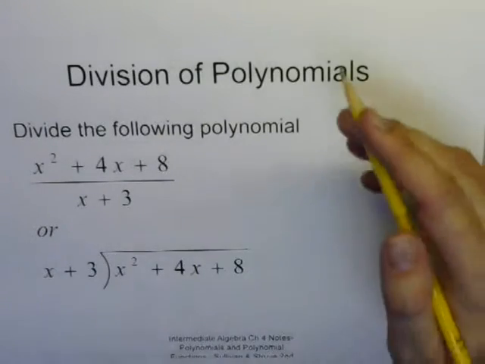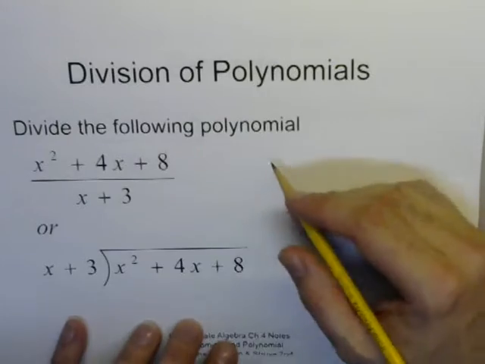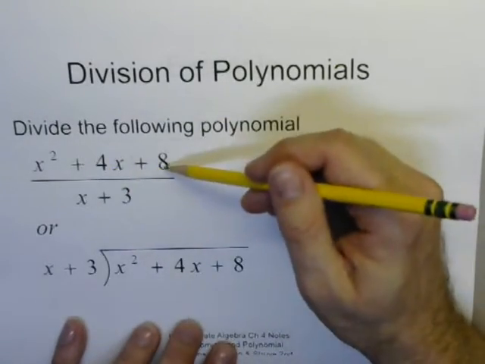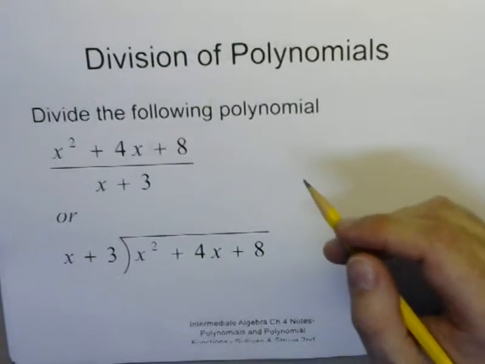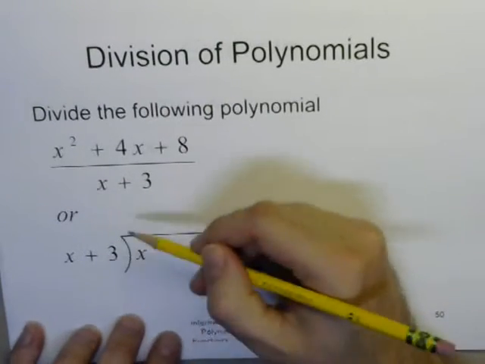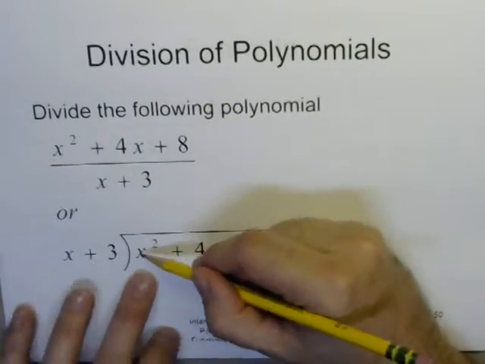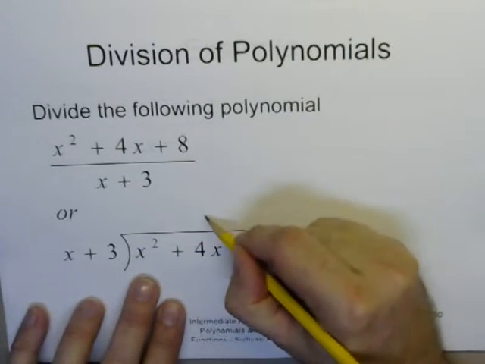Let's maybe do another example here. I'll kind of work this one out a little bit. But let's say you want to divide this, right? Again, you could write it like this or this. Again, if you want to do the division here, you'd want to write it this way. So again, what would I multiply x by to get x squared? Well, I'd multiply by x.